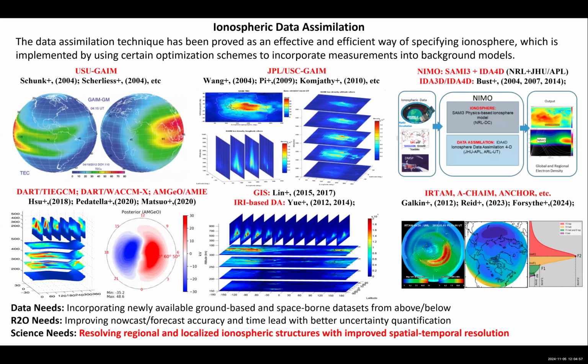Okay, so first of all, ionospheric data assimilation. We know the ionospheric data assimilation has been proved as a useful technique to specify the ionosphere state, which is implemented by ingesting various data sets into a background model by using certain optimization schemes, such as Kalman filter, variational approach, etc. The ionospheric data assimilation can be classified on the basis of the background models.